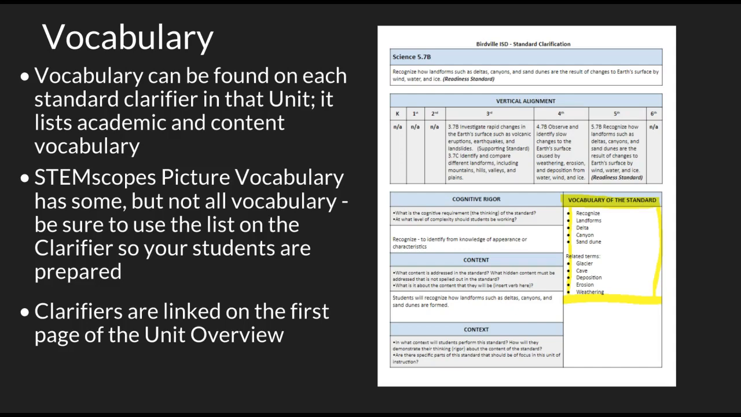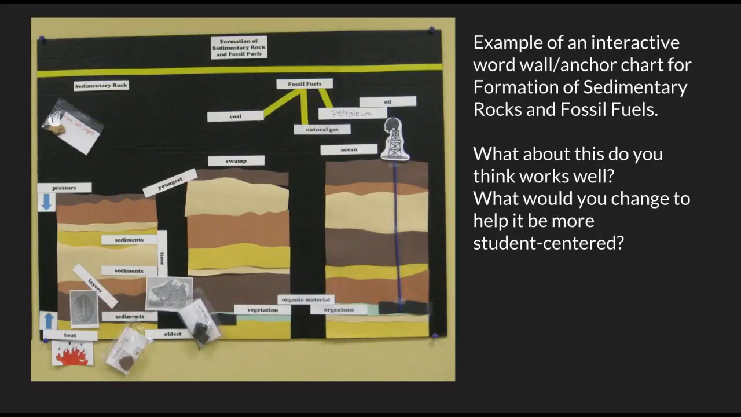A reminder about vocabulary. Make sure that you're using vocabulary that's actually coming from the standard clarifier. If you rely on the STEMscopes picture vocabulary or maybe the vocabulary that's in Mentoring Minds, it will not be a complete list. So make sure that you're checking the clarifier there. And just a reminder, all the clarifiers are actually linked on the first page of the unit overview. So if you can get to the unit overview, and again, there's that slide at the beginning of the show, then you can find the pacing guide and the clarifier as well.